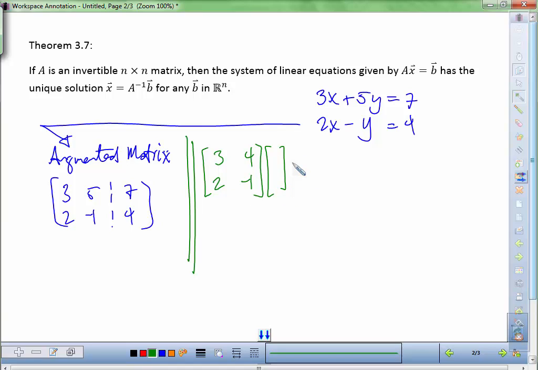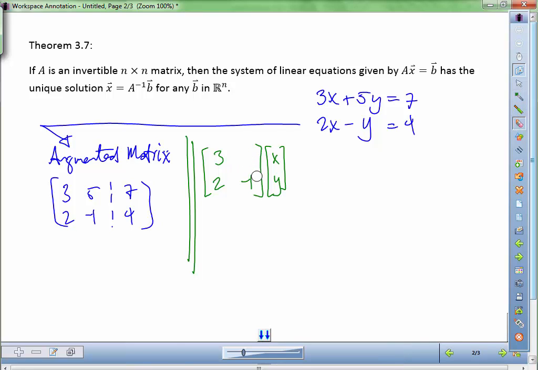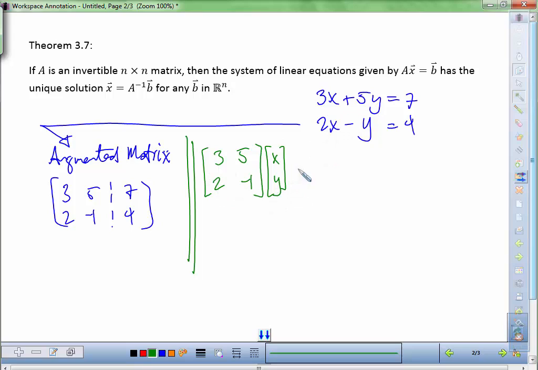We kind of started to do matrix multiplication, so we know what it is to apply a matrix with another matrix or apply a matrix to a vector. And if we write our vector x, y, this is a 5, right? 3, 5, 2, negative 1. And we can set this equal to 7, 4.